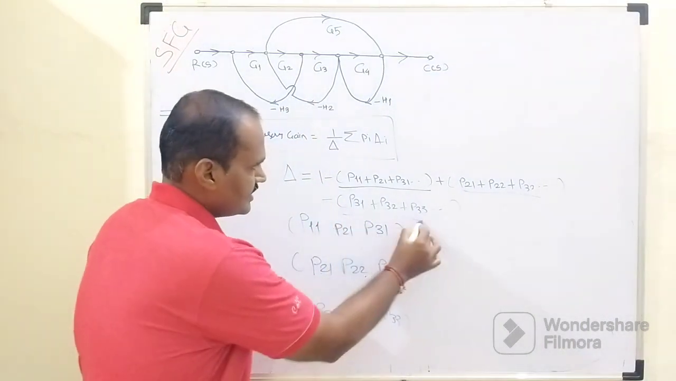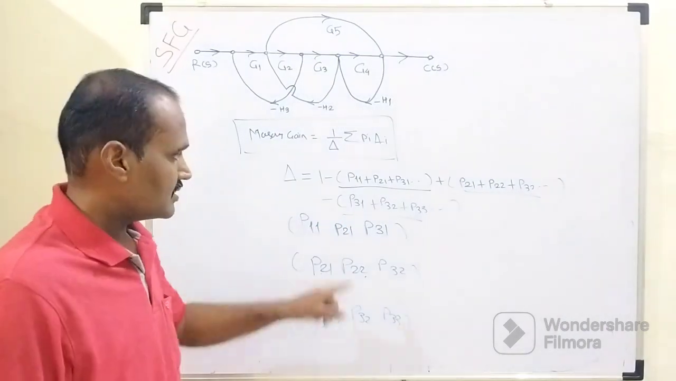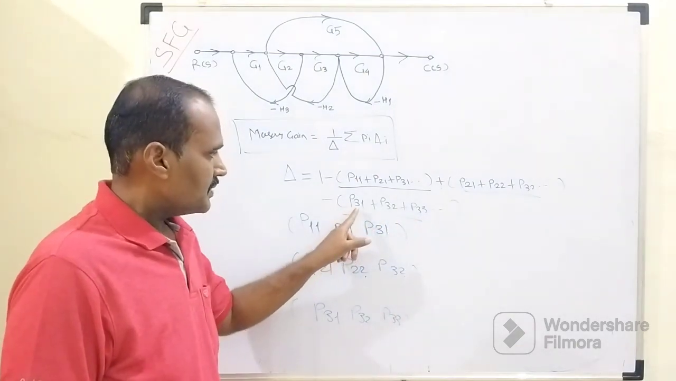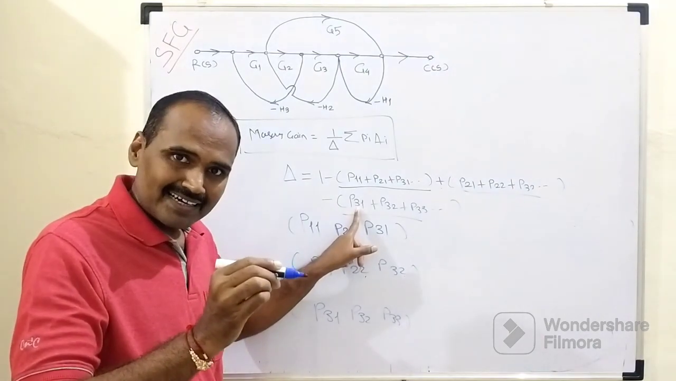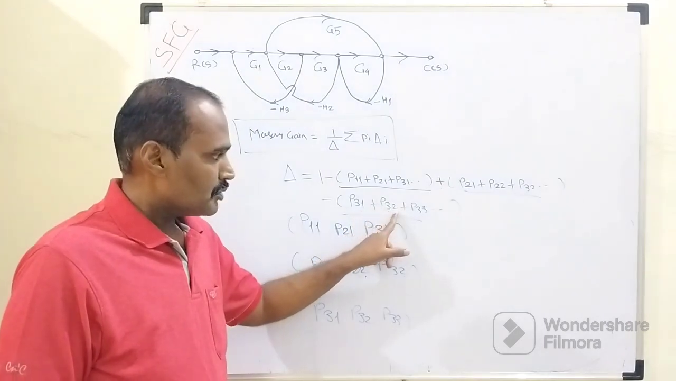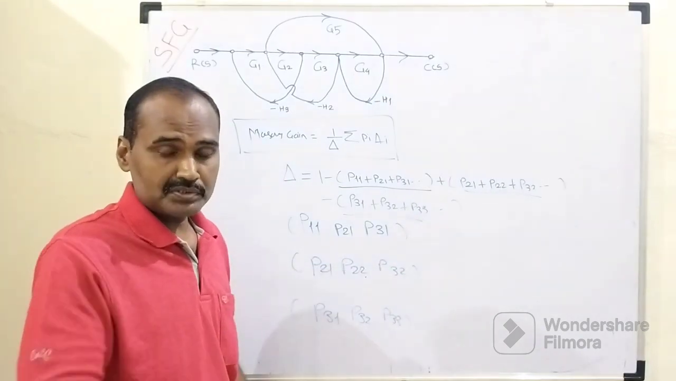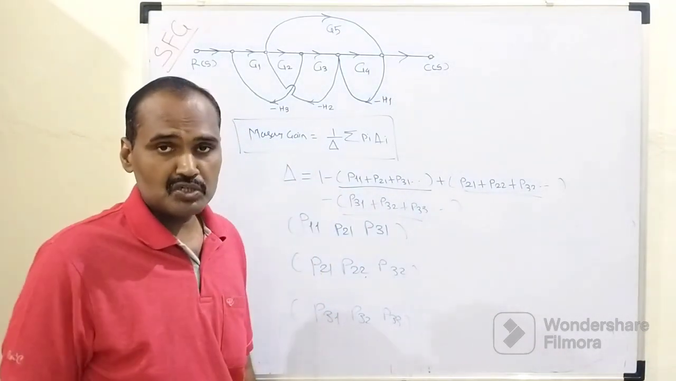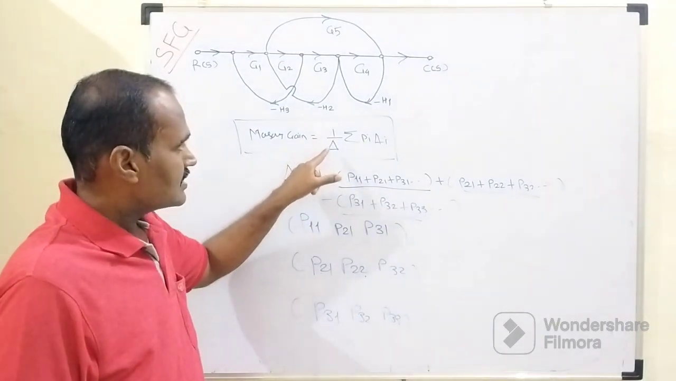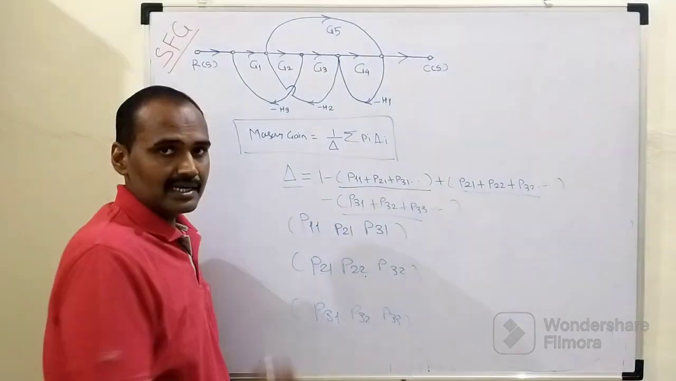Now as far as the third parenthesis is concerned, it is quite similar to the second parenthesis. It contains P31, P32 and P33. P31 is nothing but the gain product of the first three non-touching loops, the gain product of the second three non-touching loops, the gain product of the third three non-touching loops, up to the gain product of n number of three non-touching loops. In this way, all these things are iterated within this statement, that is, 1 over delta, to decide the desired value of the system determinant delta, right?